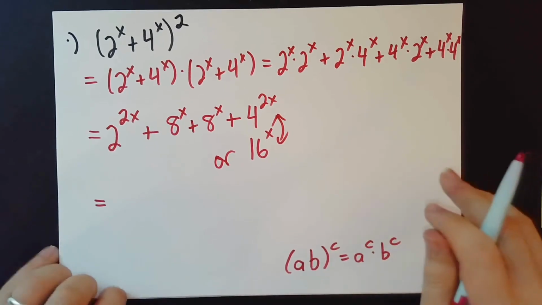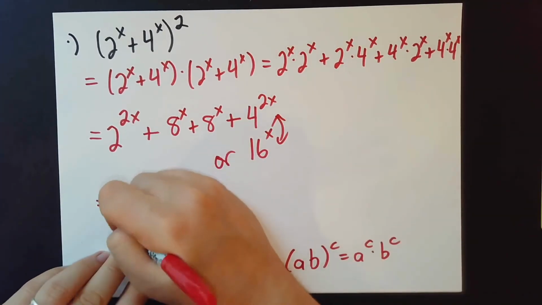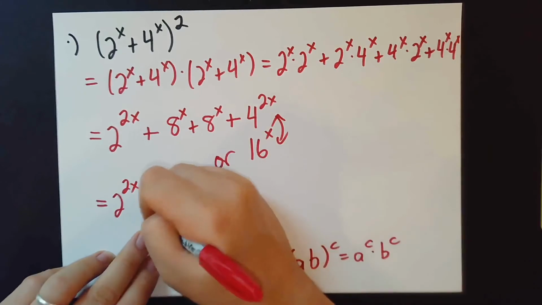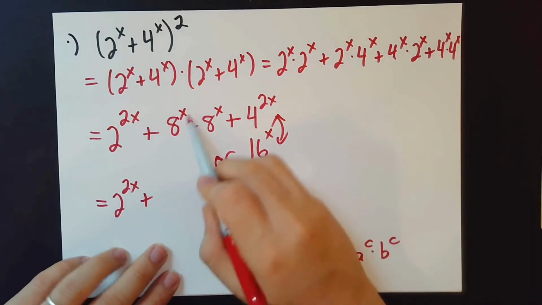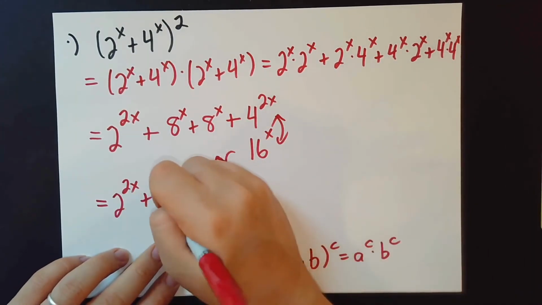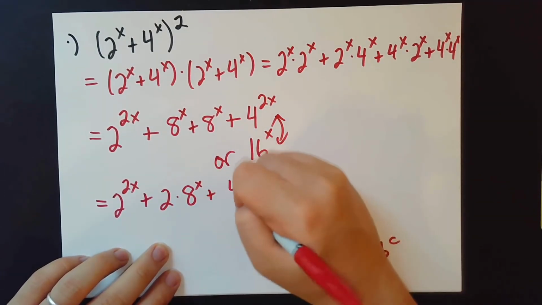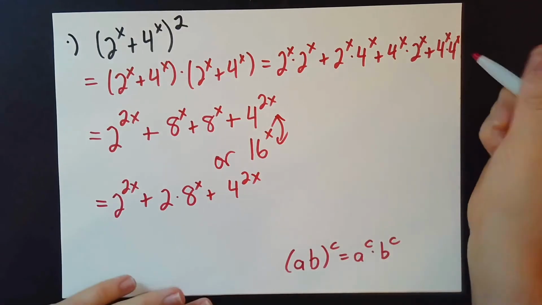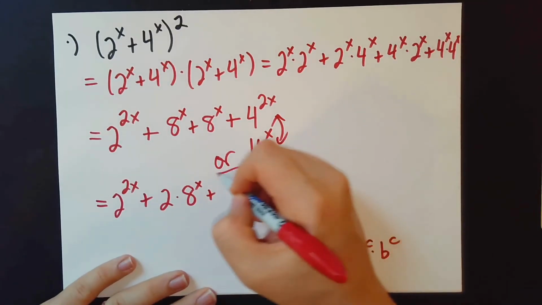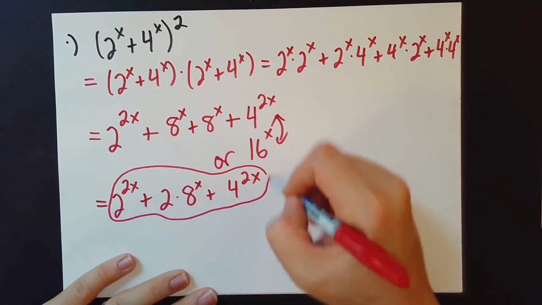So then, what are we going to be left with? We'll be left with 2 to the 2x plus, and I have an 8 to the x plus an 8 to the x. That'll be 2 times 8 to the x plus 4 to the 2x. And in a sense, this is as simple as I can make this.